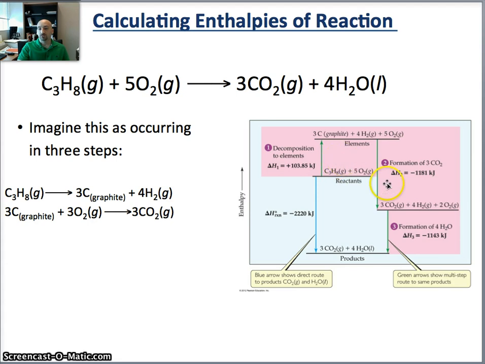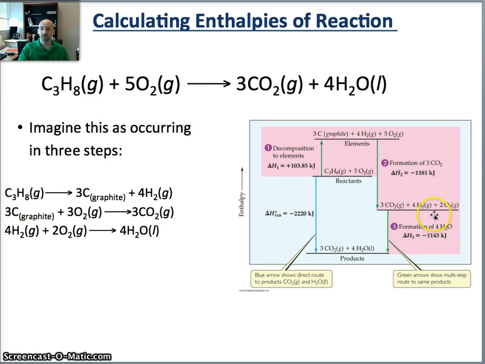The next step is the formation of 3 molecules of carbon dioxide gas. From there, we take our graphite and our oxygen gas, and we end up forming our 3 molecules of carbon dioxide gas, and that is another delta H. Same thing with the third step, where we have formation of 4 molecules of water as a liquid that has its own enthalpy change, delta H3, which is minus 1143.